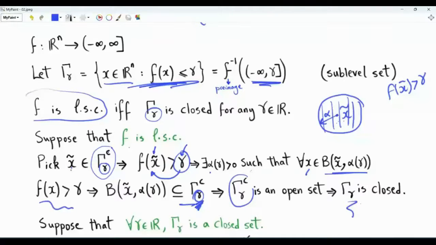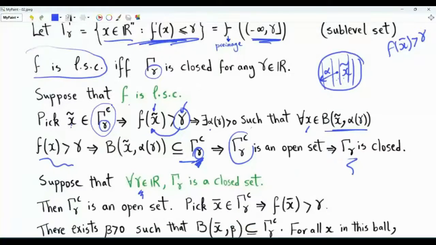Now let's investigate the other direction. So in the other direction, we will assume that for every small gamma that is a real number, the sublevel set is a closed set. If the sublevel set is a closed set, then the complement is an open set. Now choose x bar in the complement, which means that x bar will satisfy the inequality that f of x bar is strictly greater than gamma.